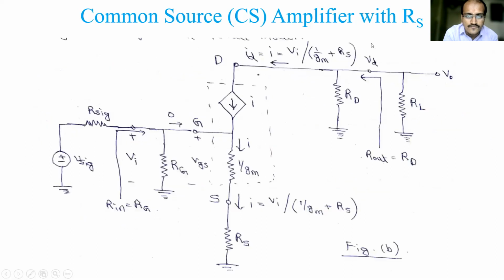Okay, so this is the equivalent circuit after replacing the MOSFET with the T equivalent model. The input side is the same: V signal, R signal, RG. You have the RS here, and the CS coupling capacitor will act as a perfect short circuit. This explanation I have not given again because I have done it previously. The only new thing here is that RS will be included at the source terminal.